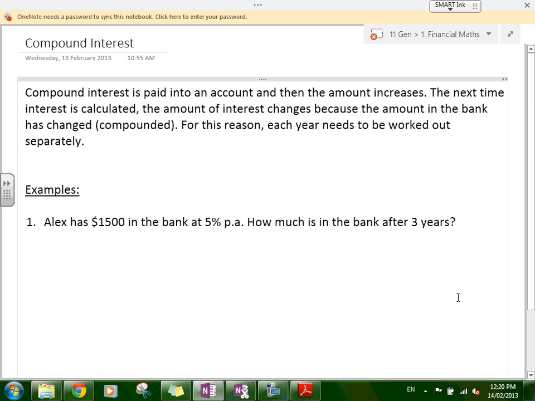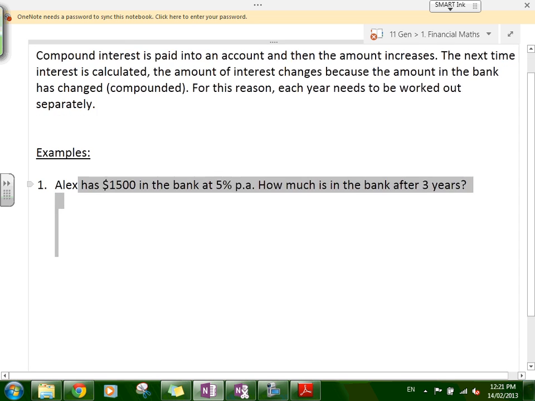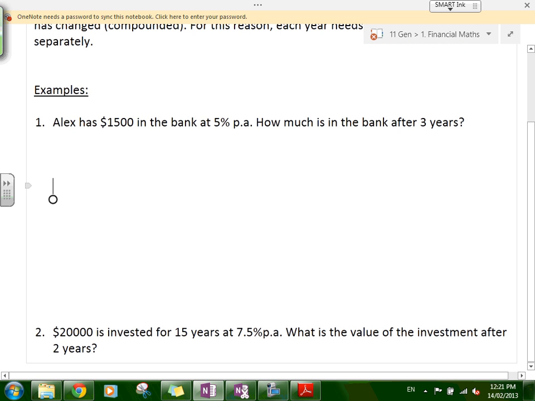So what we're doing is you work out the interest for that year, add it on, and then work out the interest for the new year with the new amount. So I'll show you a couple of methods to do this. Let's just have a look. Alex has $1,500 in the bank at 5% per annum. How much is in the bank after 3 years?